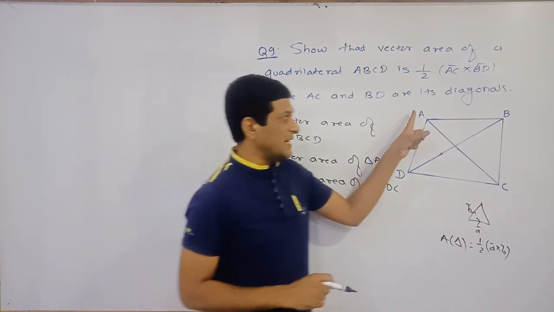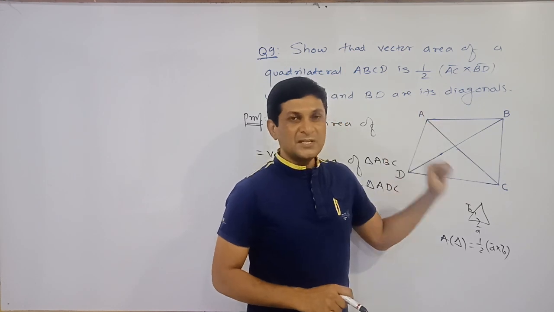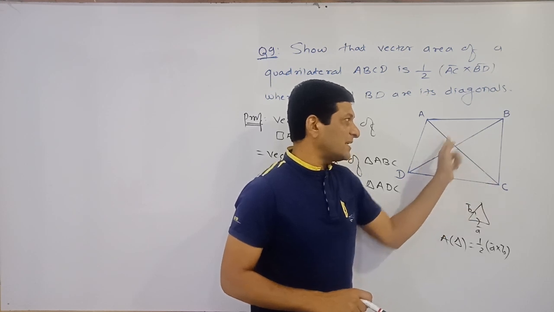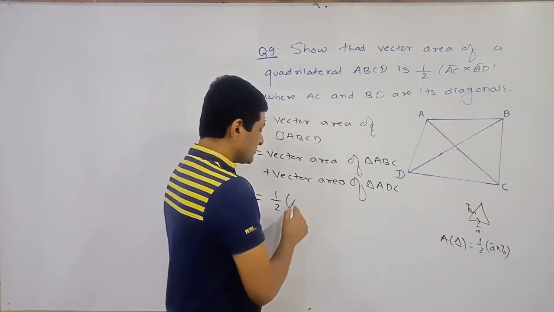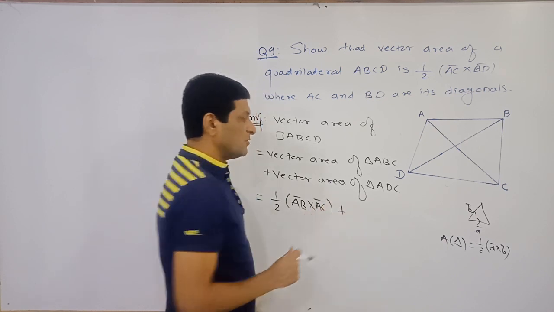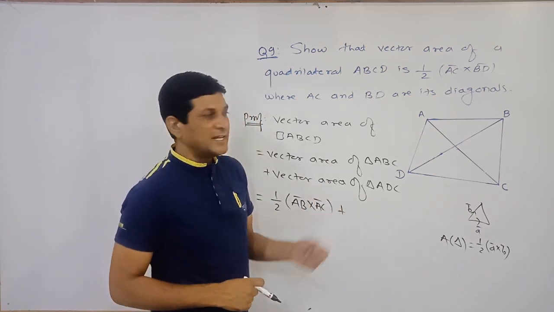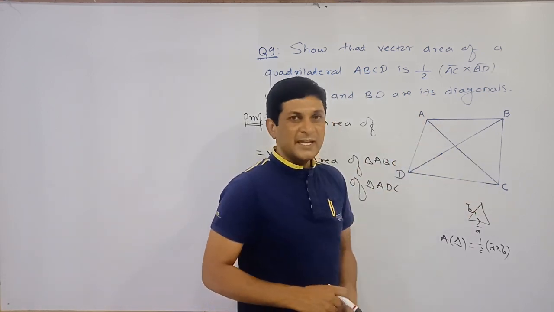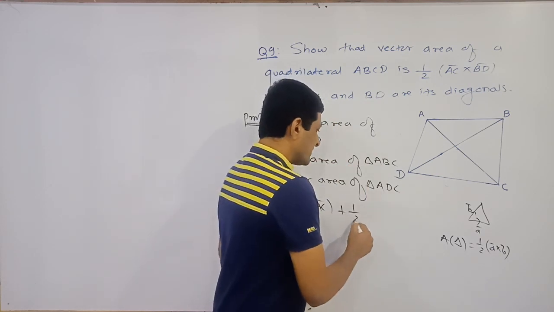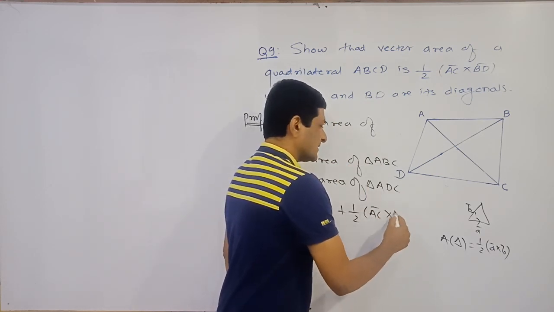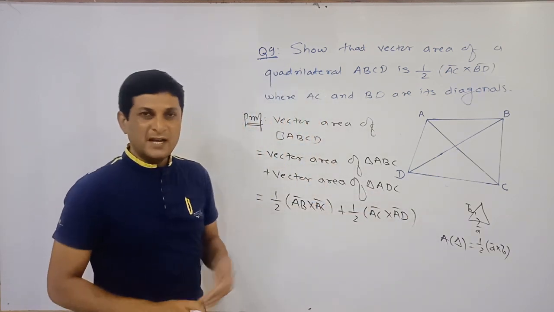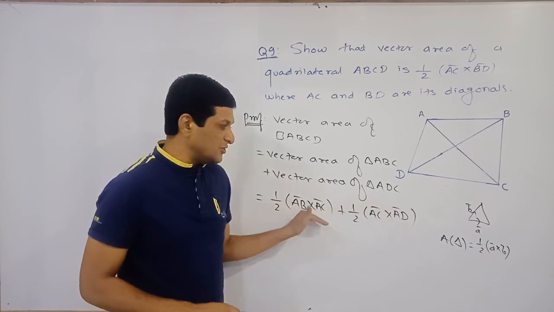So observe the triangle ABC. In this triangle ABC, one side is represented by the vector AB bar, and another side is AC bar. So according to this formula, its value will be half AB bar cross AC bar, plus, now we are finding the area of triangle ADC. Observe this triangle ADC. Area of this triangle is equal to half AC bar cross AD bar. So we have the formulas to find the area of a triangle, and applying that formula, we have got the area of these two triangles.